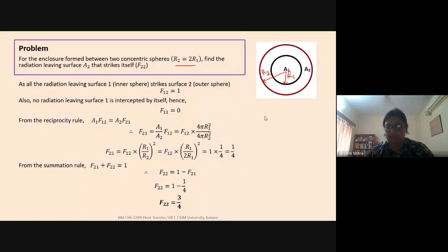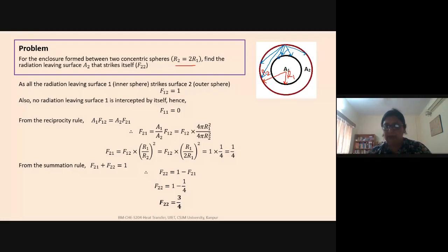Let me change the color of my ink so that it is easier for you to figure out. Just hold on. Okay. Now, if I say that the radiation that is going out of A2, some of it will fall on A1. This one will also fall on A1. Part of it will go curved like this and fall on surface 2 again. Part of it will go like this and fall here. Part of it will come out here. So part of it will go there.